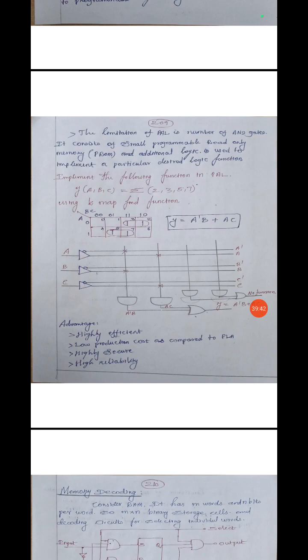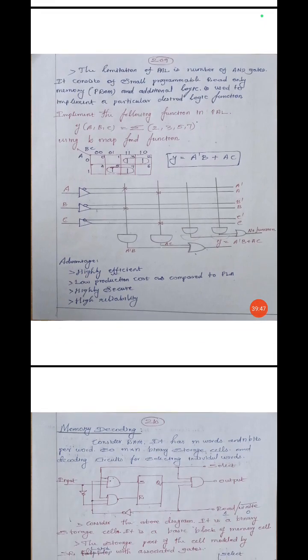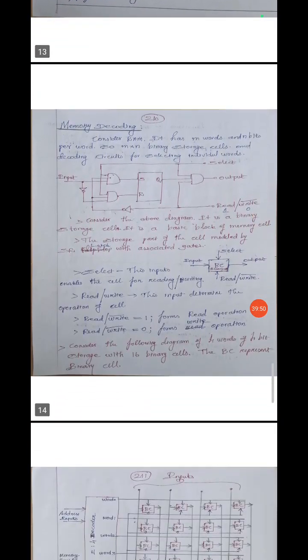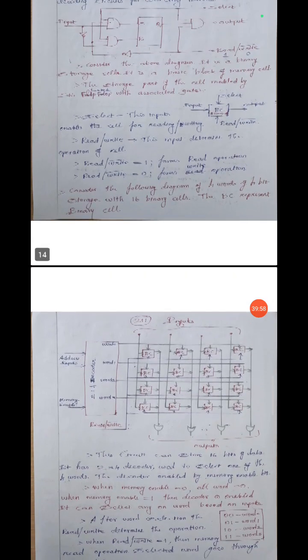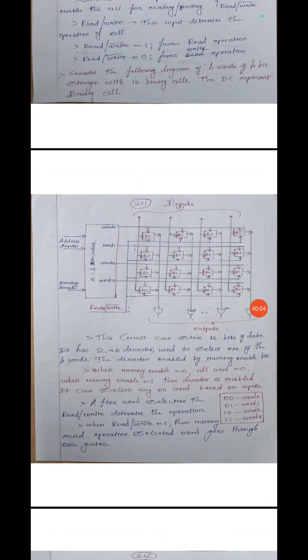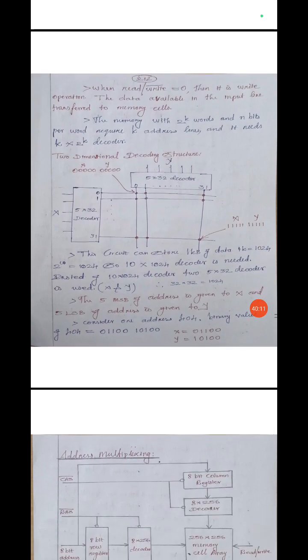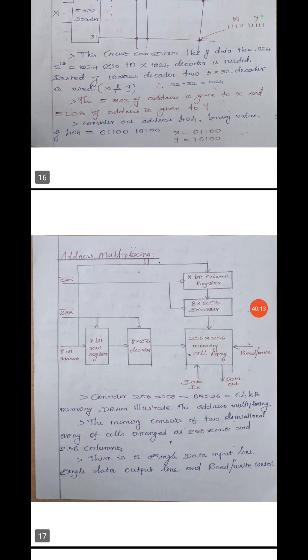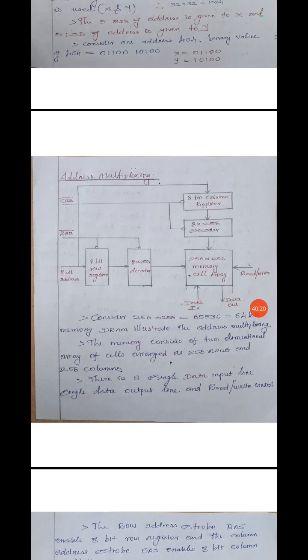Here also we have a problem. They will give one function, then by using the function you have to simplify the equation using K-map. Then after that you have to implement the equation in the PAL. The next one is memory decoding. This is a memory decoder. How does memory decoding take place? What is a binary cell? Then how the memory is stored, two dimensional decoding. Then address multiplexing, how the address is multiplexed. These are the important theory questions, just read them.